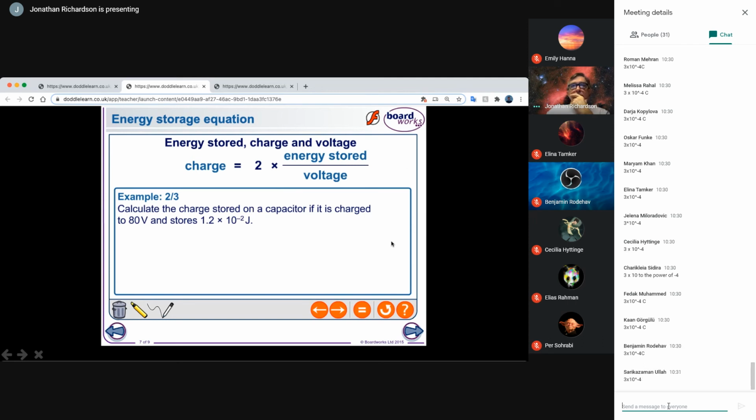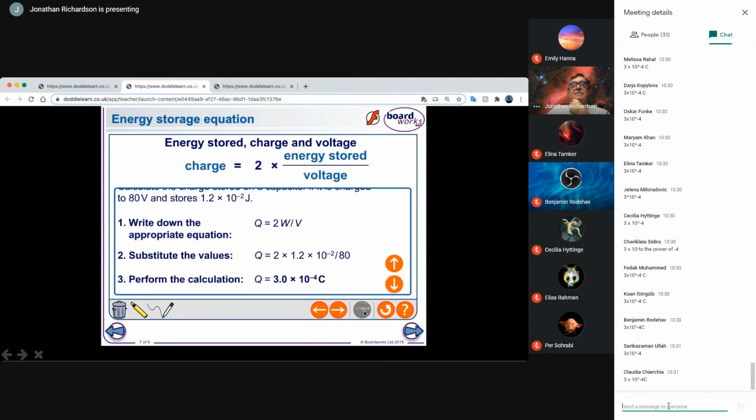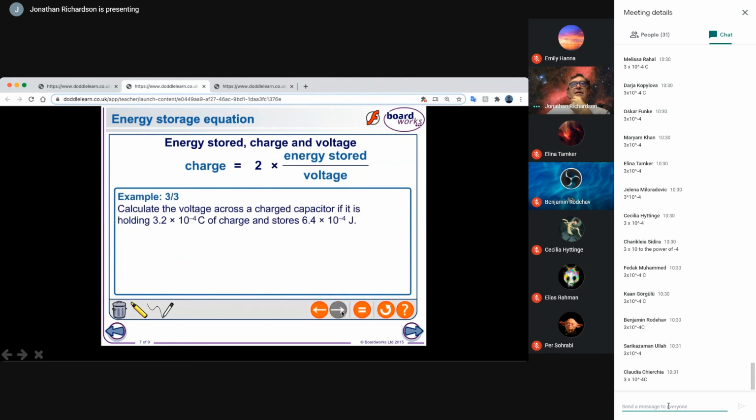Again, 2W divided by V. Three times 10 to the minus 4 coulombs. So we've got a whole series of correct answers. Well done. I'm pleased to see. So the last one, calculate this time.